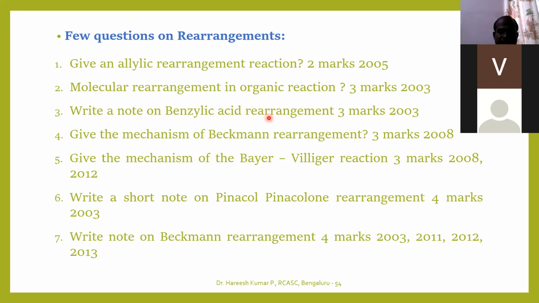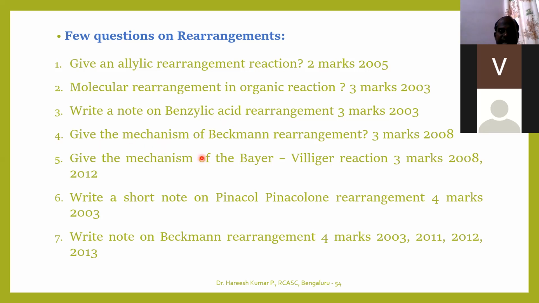In another way, the same question can be asked: how do you convert alpha diketone to alpha hydroxy carboxylic acid? You can also expect this question. That is nothing but the benzilic acid rearrangement. So benzilic acid rearrangement, both are the same, that you need to remember.